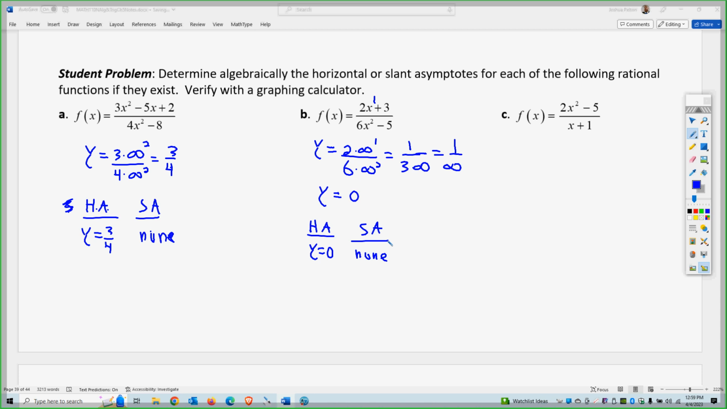Okay, so here, what we notice is the numerator is larger, so that means there is no horizontal asymptote because it's 2 times infinity squared over infinity. So that's 2 infinity over 1, or simply infinity. So there's no horizontal asymptote, but there is a slant asymptote.